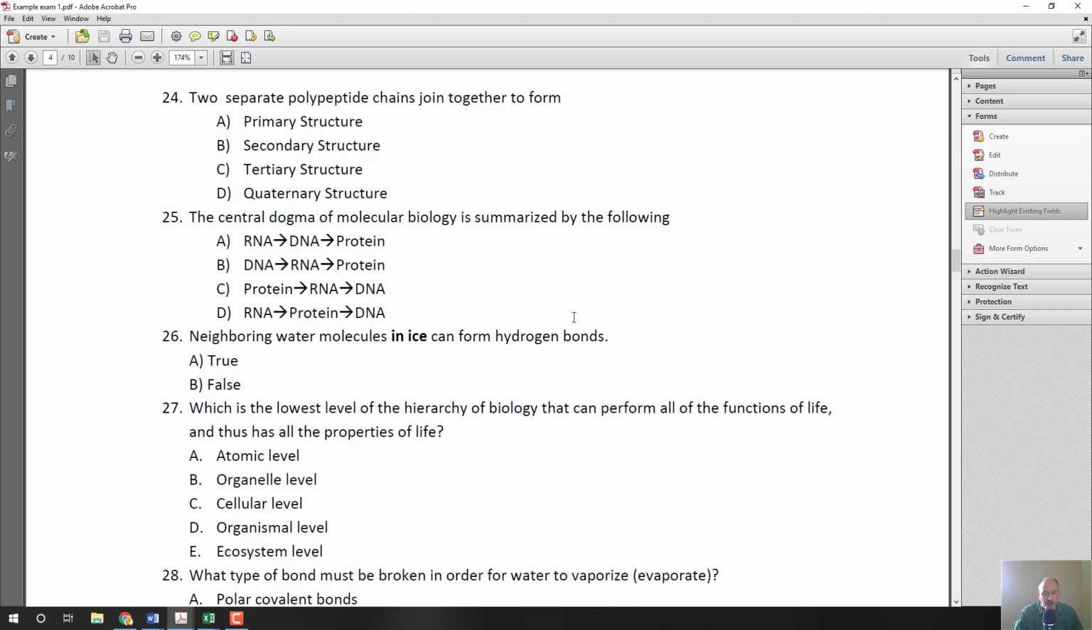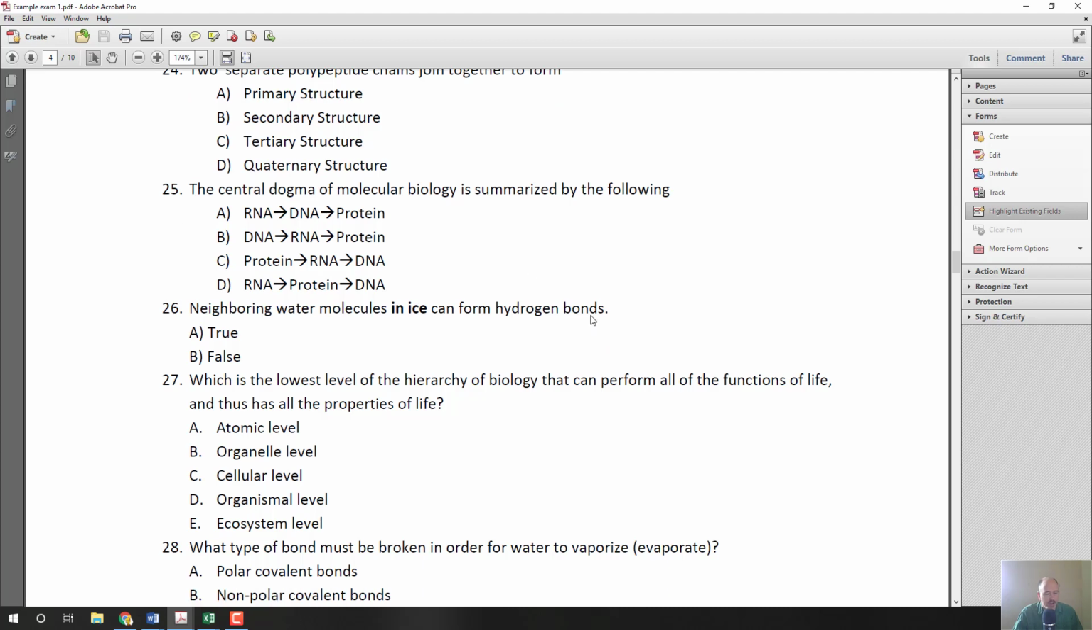25. The central dogma of molecular biology is summarized by what? What is that core idea of molecular biology? B, DNA codes for RNA, which codes for proteins, which is going to come up again and again in this semester.